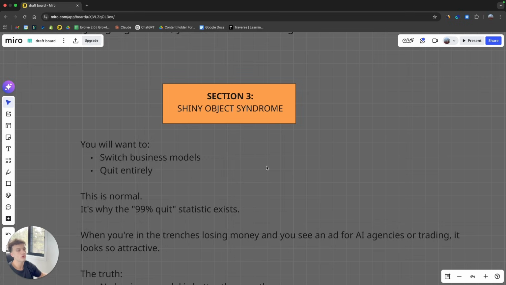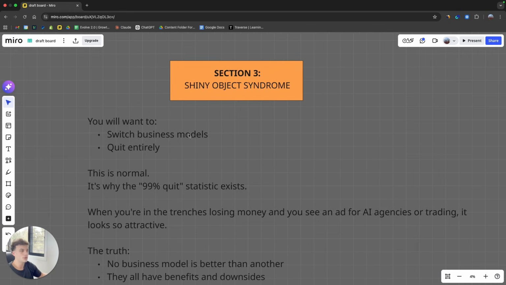All right, moving on now to section 3. Like I said, this is more of a brain dump from what I see, like the biggest bottlenecks from my career and also other people's: shiny object syndrome. This probably should be in the section before, but anyways, it doesn't really matter. During this process of just getting punched in the face every single day, you're going to want to switch business models, and you're probably going to want to quit entirely.